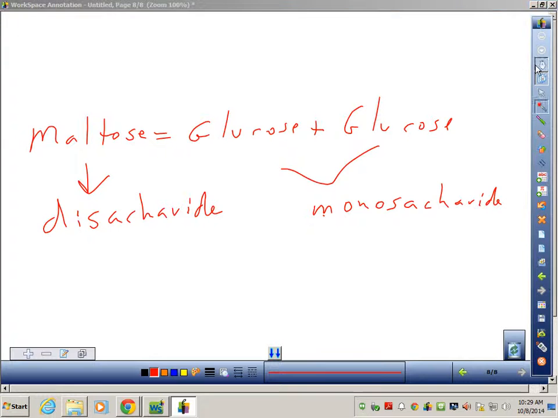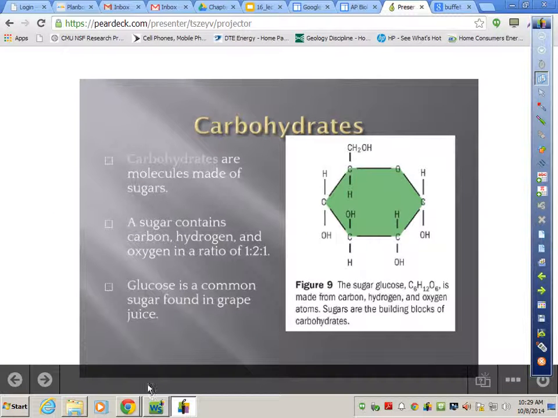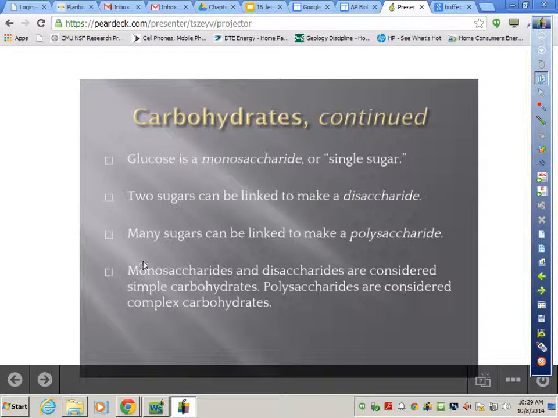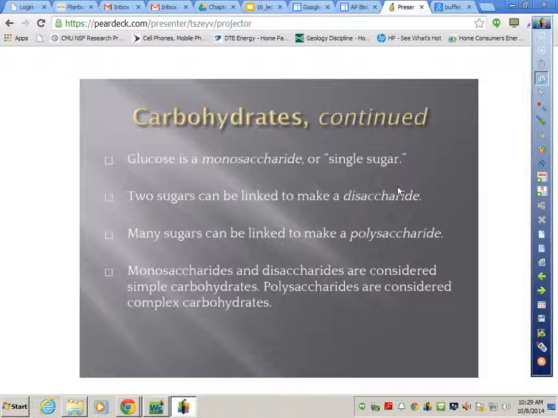It's a poly. All right. So glucose is a monosaccharide, or a single sugar. Two sugars can be linked to make a disaccharide. Anything more than two we call a polysaccharide.